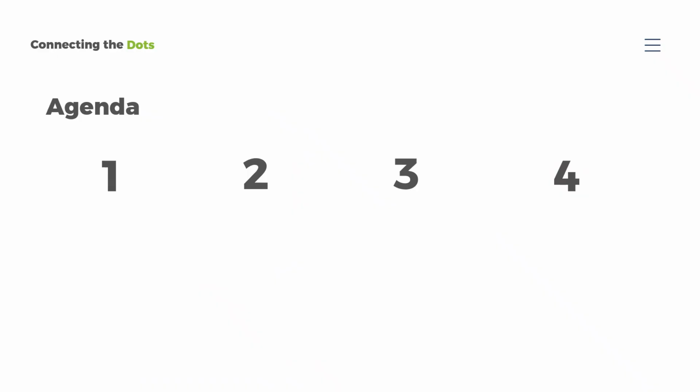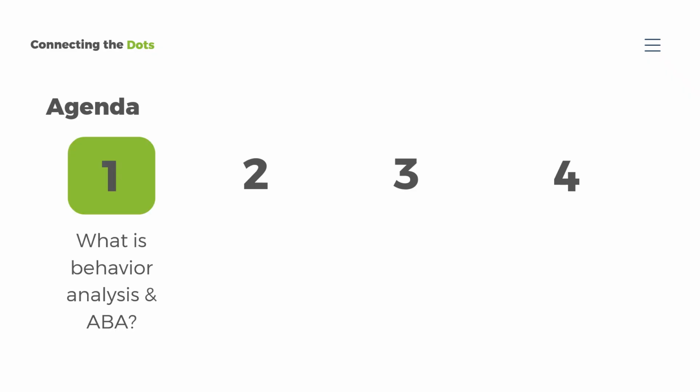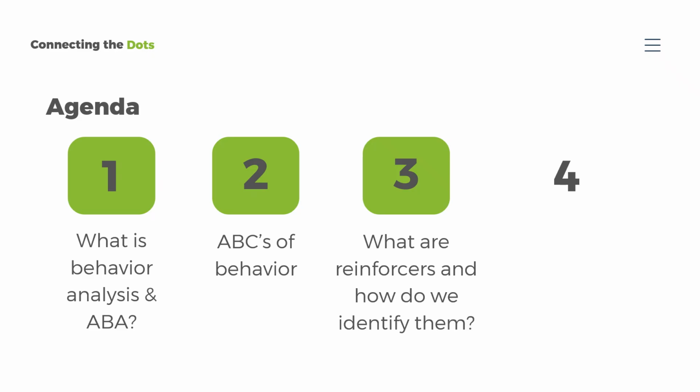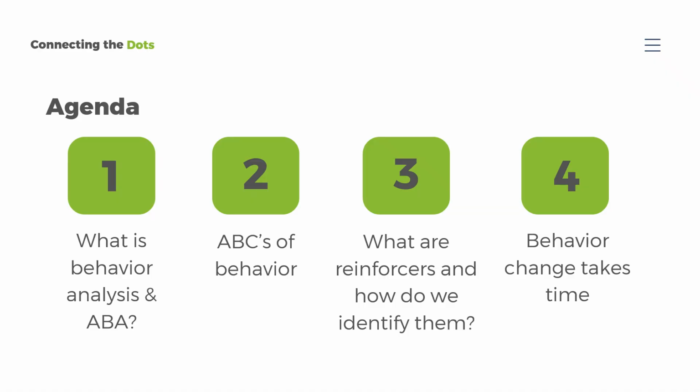Here's a quick look at what we'll be covering today. Number 1, what is behavior analysis in ABA? Number 2, the ABCs of behavior. Number 3, what are reinforcers and how do we identify them? Number 4, why behavior change takes time.